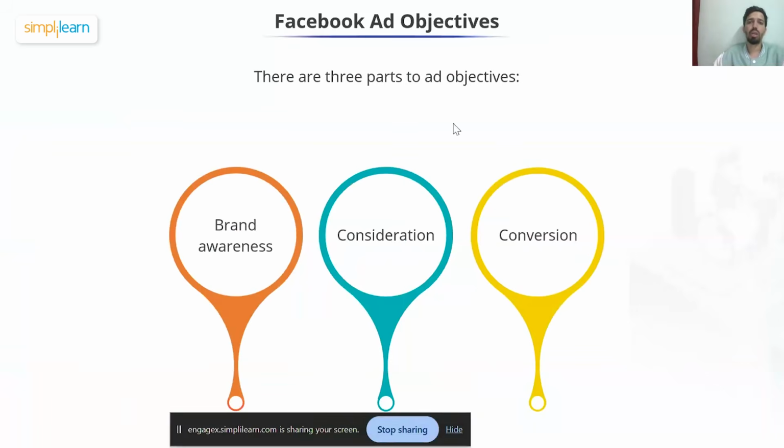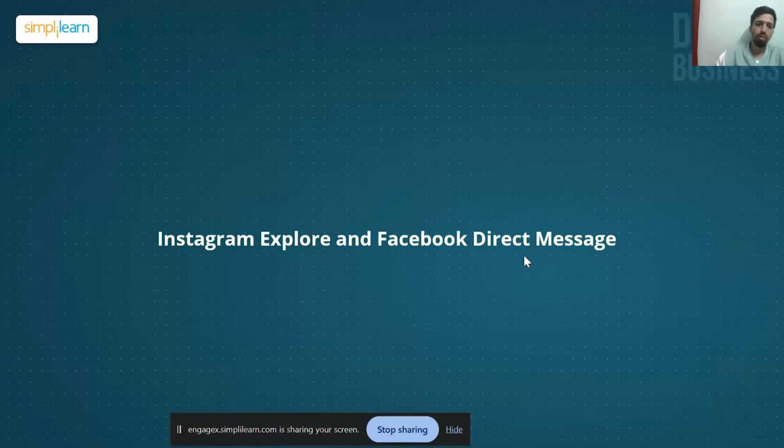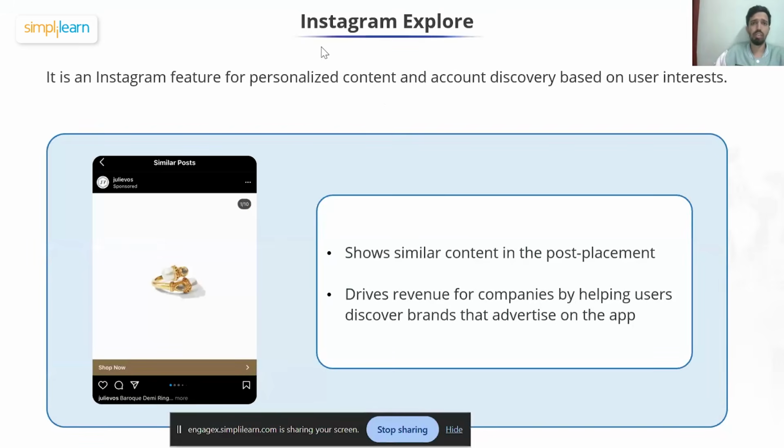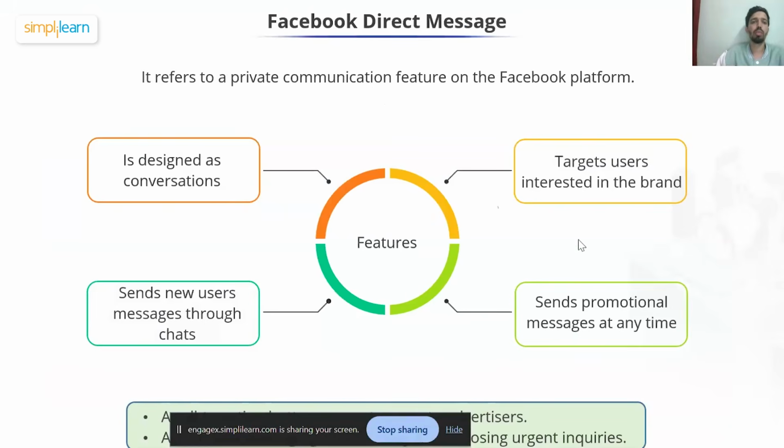Now I have already given you a very good brief on ad objectives: brand awareness, consideration and then conversion. Correct? So what is direct messaging and all? Instagram Explore is an Instagram feature for personalized content and account discovery based on user interest. It shows similar content in the post placements. Okay, so this is Instagram Explore.